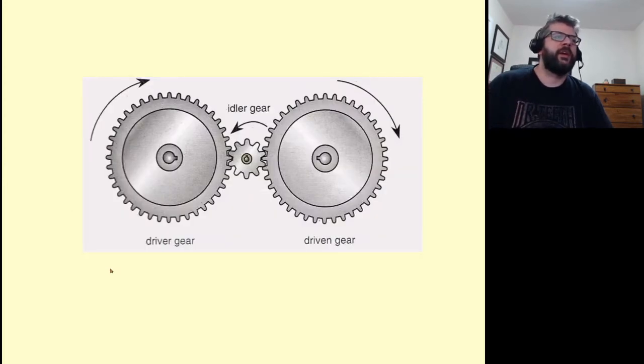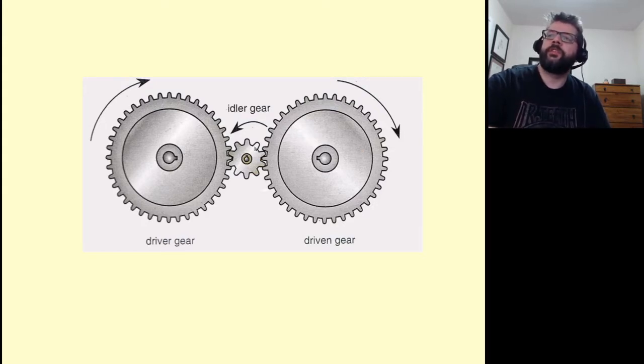We also sometimes have setups where all you're trying to do is offset the rotation, but keeping the same direction of rotation. Then what you're going to need is what we call an idler gear. So you can have a driver gear, an idler gear in the middle, and a driven gear. The driver gear will cause the idler gear to have a certain amount of rotation, then that idler gear will cause the driven gear to have a certain amount of rotation.